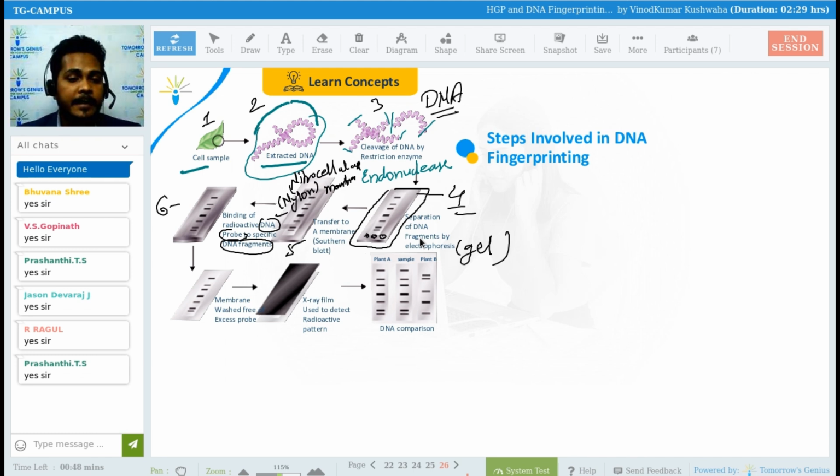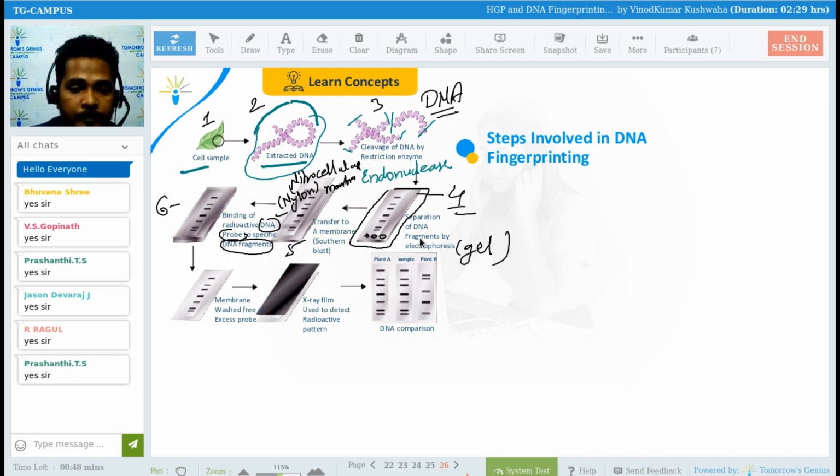Now the separated fragments of the single stranded DNA are transferred onto a nitrocellulose membrane, as I told you, and then there is a radioactive DNA probe which you need to add. Some of them will bind to a single stranded VNTR, and this method of hybridization of DNA with a probe is called southern blotting.